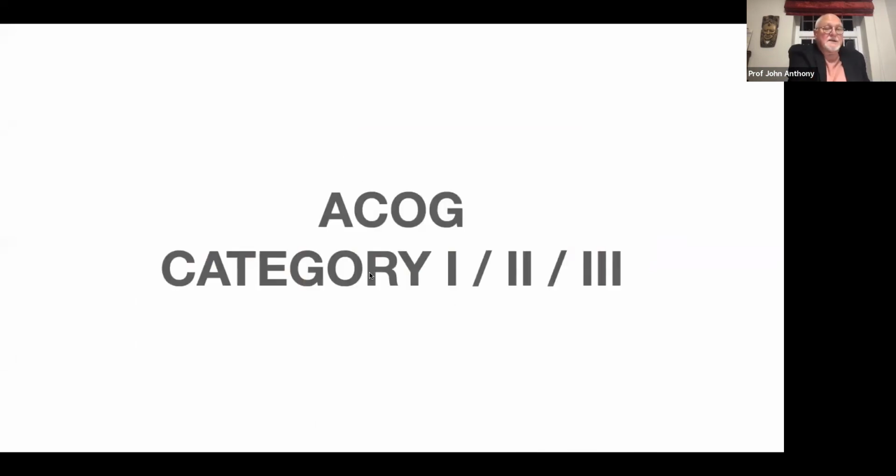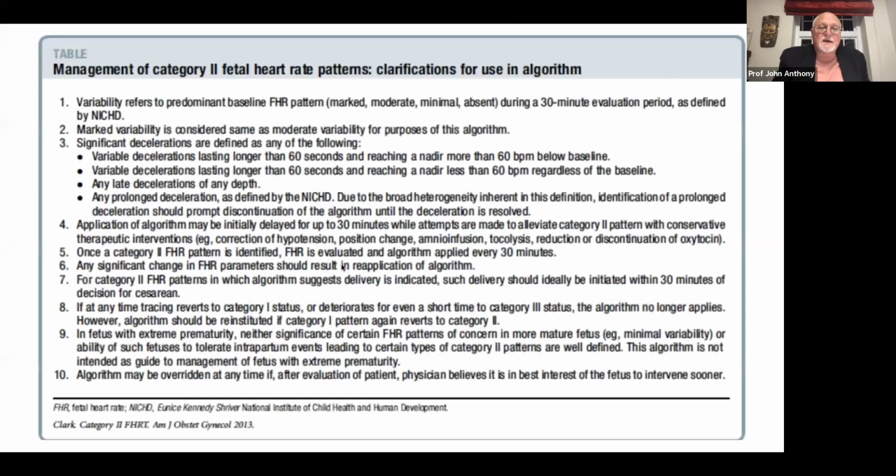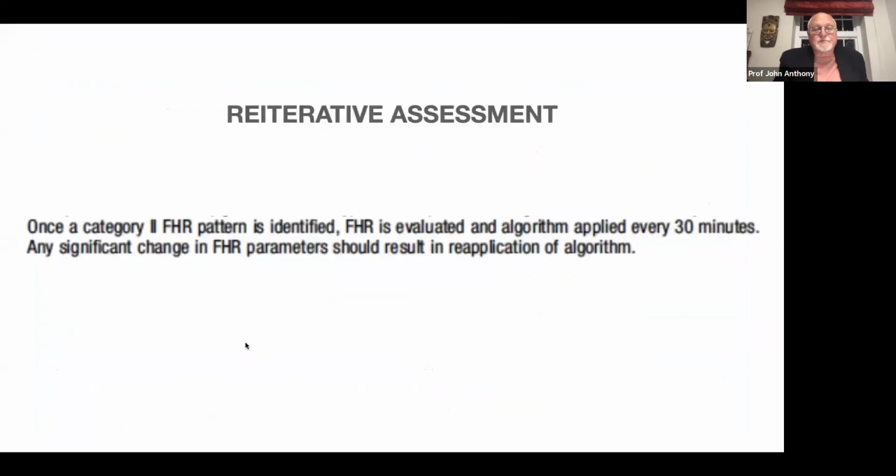The Americans have gone for a category 1, 2, and 3. And again, I don't want to dwell on this. They have had tremendous trouble themselves trying to define what to do with, for example, a category 2 tracing, which is neither normal nor frankly abnormal. And they produced algorithms for dealing with this. And this one is by Clark. It was published in 2013 in the American Journal of Obs and Gynae.